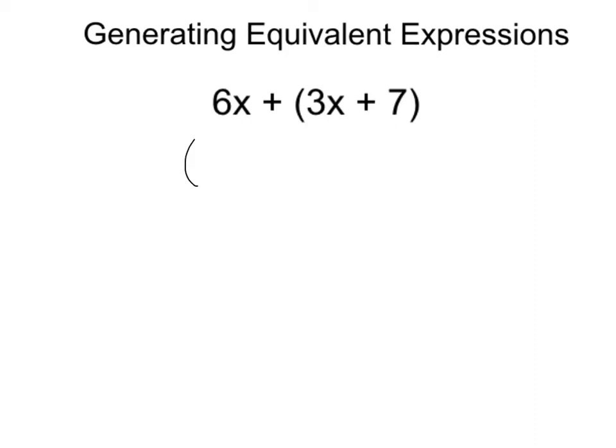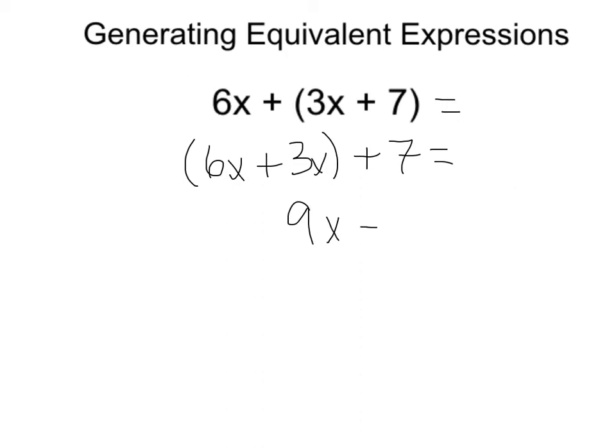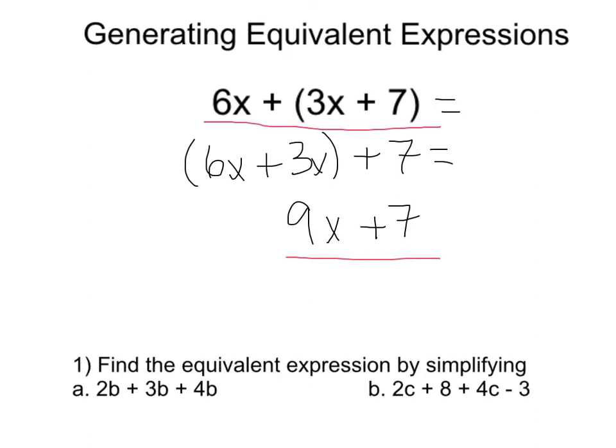So if we have our like terms together, we're going to make 6x plus 3x inside the parentheses and 7 on the outside, which then would be 6x plus 3x is 9x, and bring down our plus 7. So our equivalent expression for 6x plus parentheses 3x plus 7 is 9x plus 7. We're not solving it, because we didn't have an equal sign in the beginning. We're just getting an equivalent expression by combining like terms. Go ahead and pause the video and try these two in your notebook.